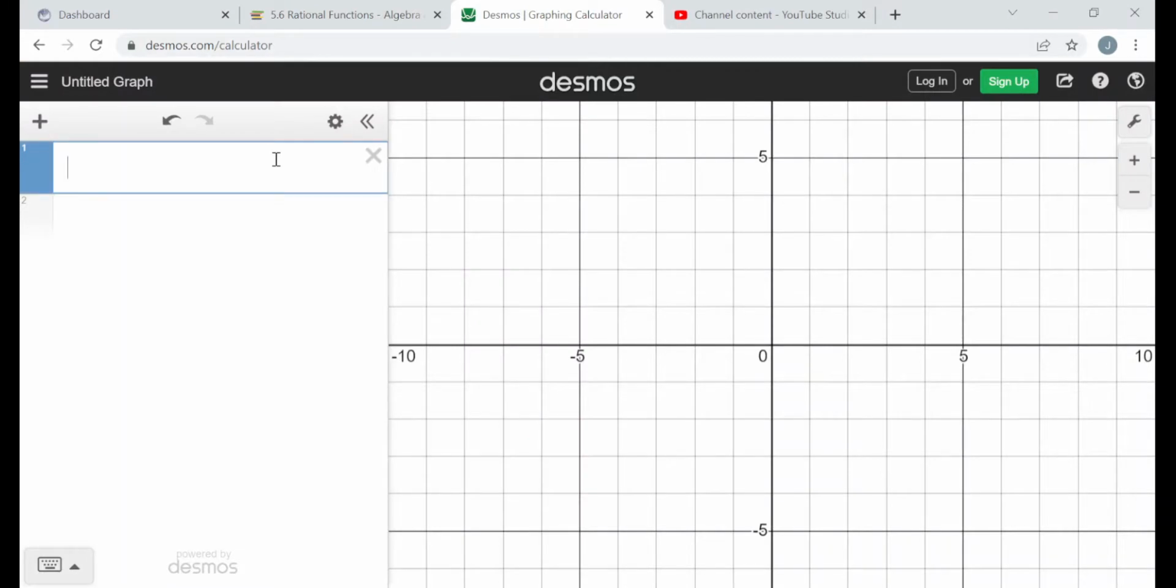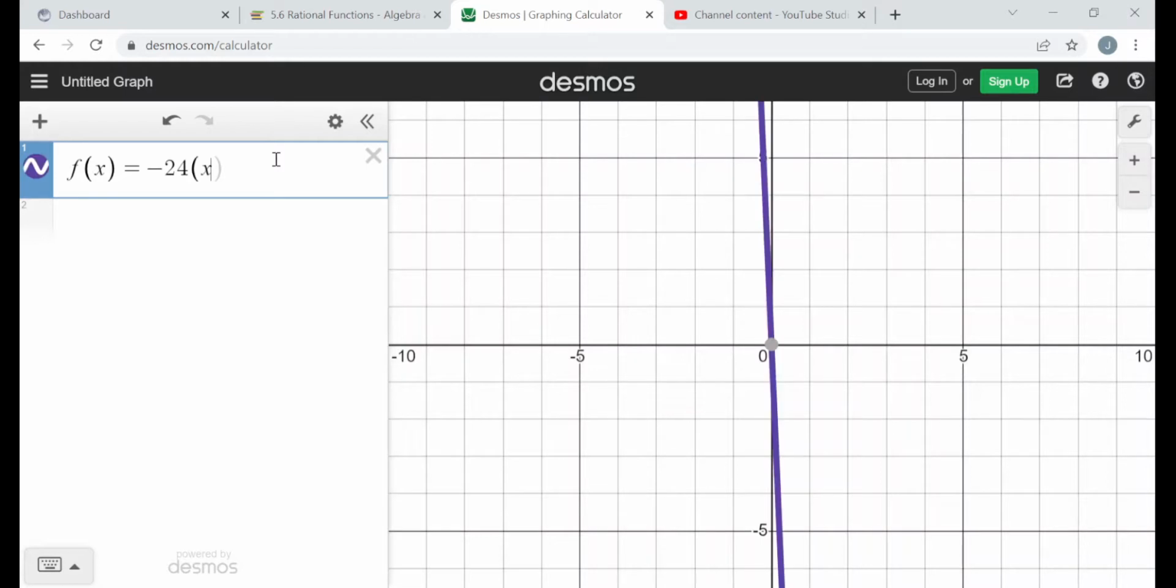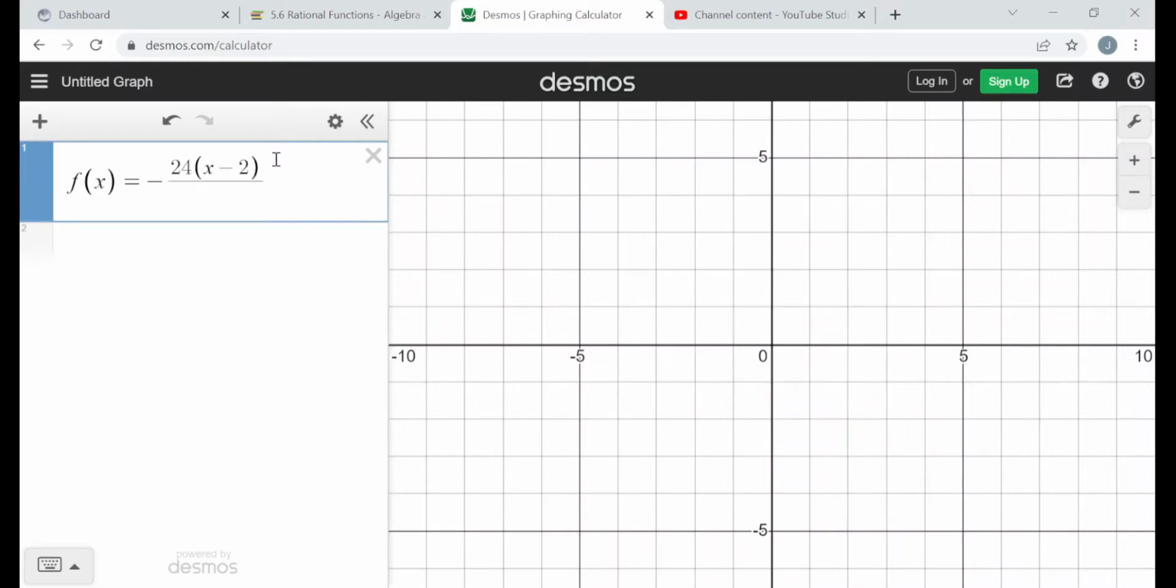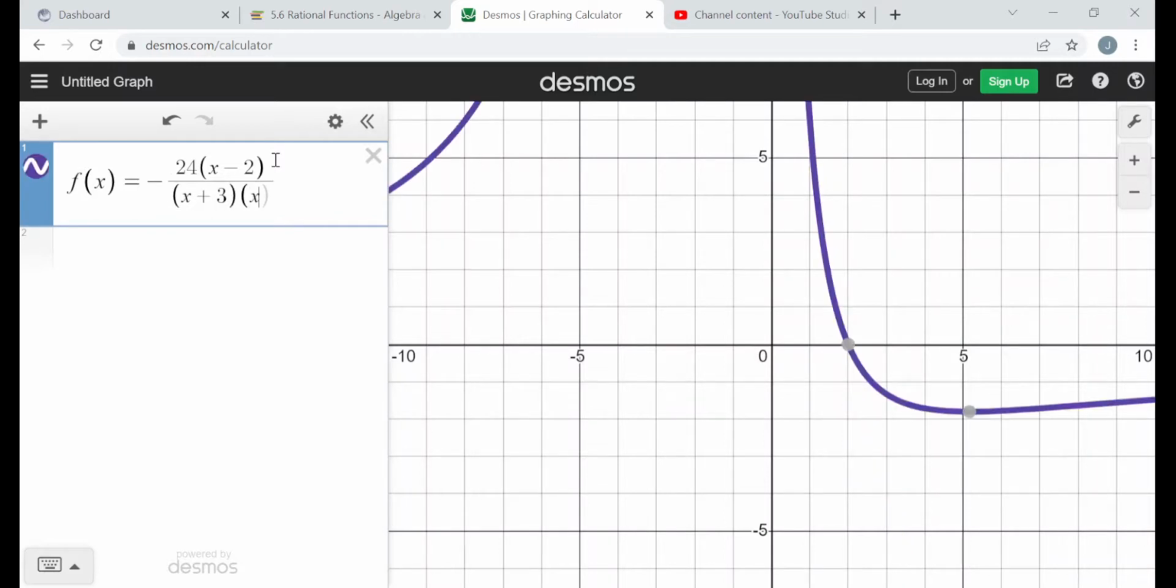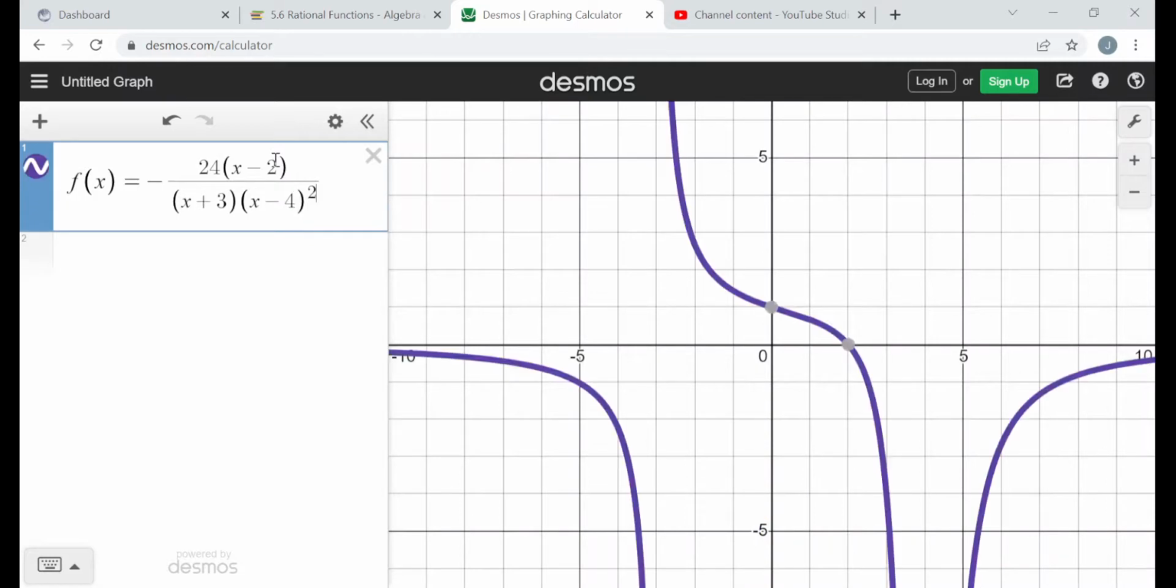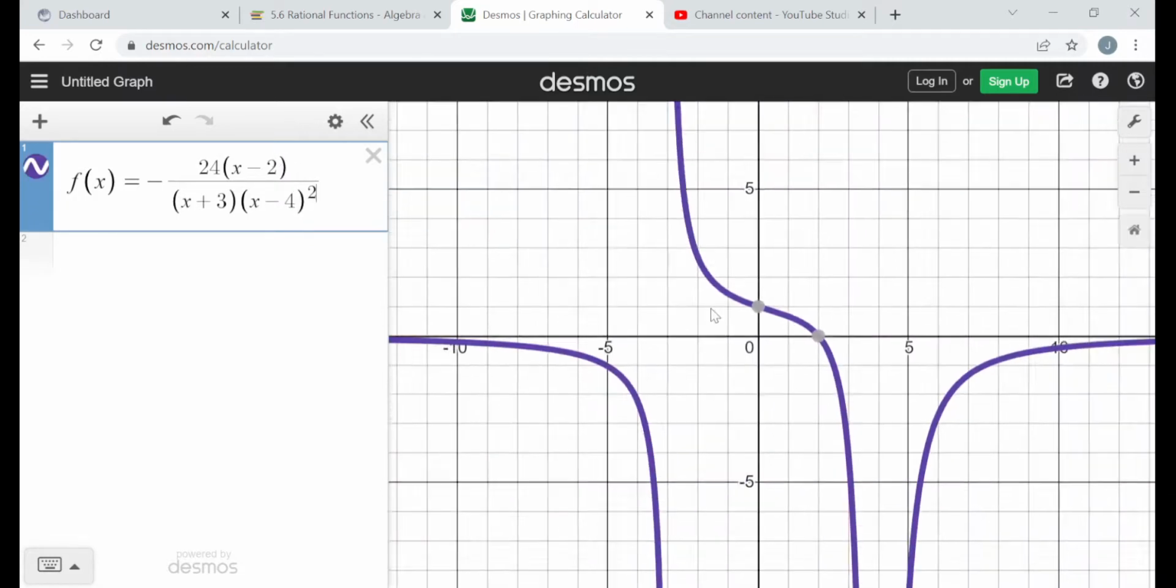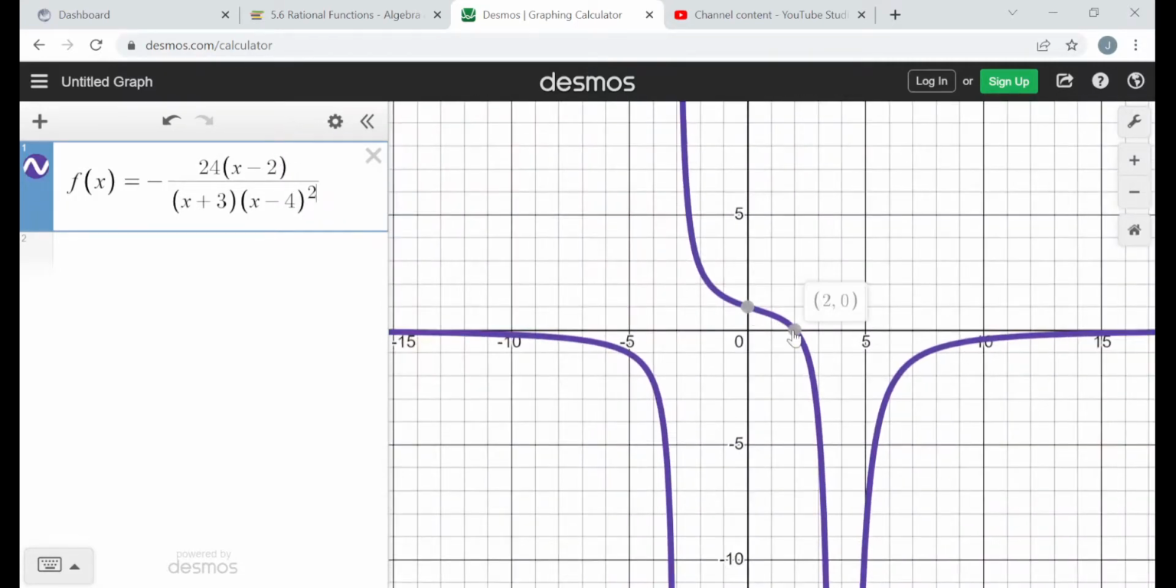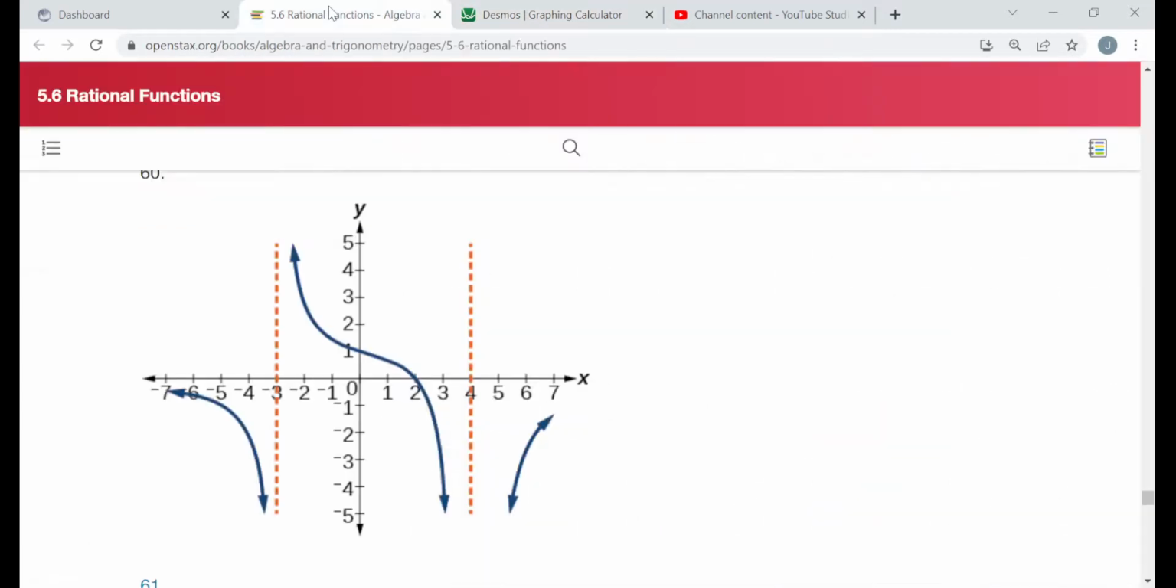All right, so the function I ended up with was f of x equals negative 24 times the quantity x minus 2 divided by the quantity x plus 3 times x minus 4 squared. And I'll zoom this out a bit. You can see (0, 1), you can see (2, 0), crossing over. And then look at how this compares. It looks pretty much the same.